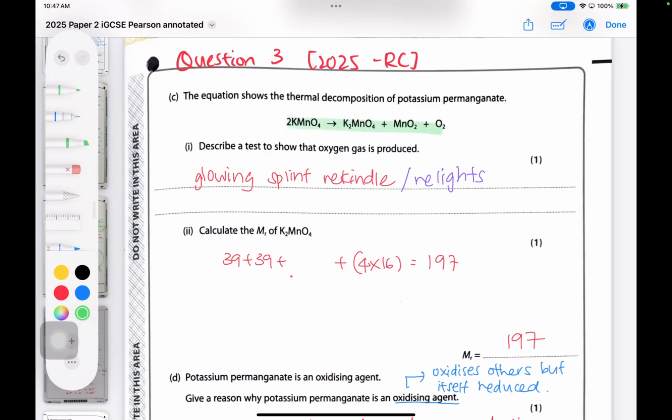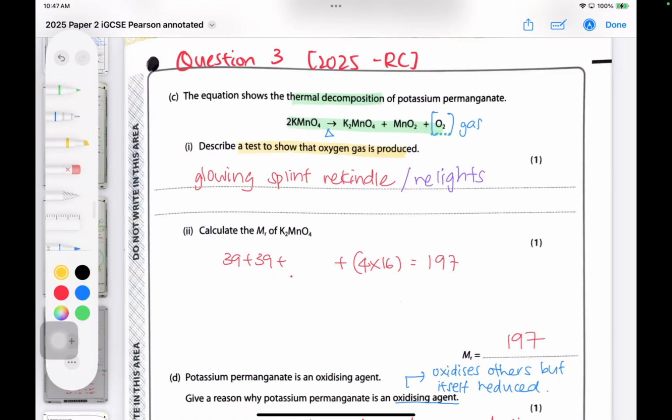They show you potassium permanganate and it tells that it's undergoing thermal decomposition. It's quite clear because you start off with one substance and you break down into two or more. So in this case, it broke down into 3 things, and one of them is our oxygen gas, right? So first question here is describe a test to show that oxygen gas is produced.